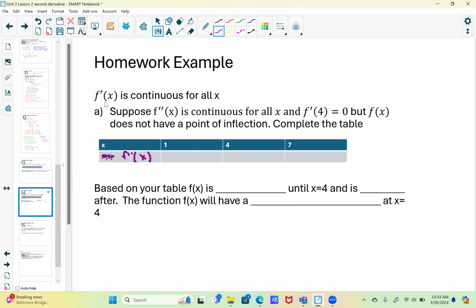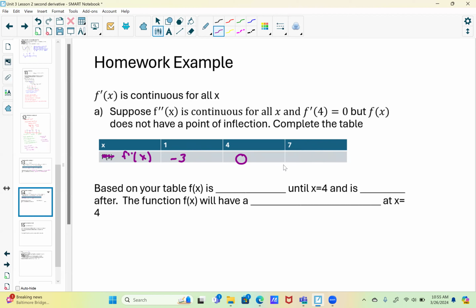It says, again, the same thing, f prime of x is continuous for all x. Suppose f double prime is continuous for all x, and the derivative at 4 equals 0, but f of x does not have a point of inflection. Complete the table. Okay, so again, this is 0, but for it to not have a point of inflection, that means this first number, the interval before 4, and the number after, the interval after, has to have the same sign. So you can make them either both positive or both negative.